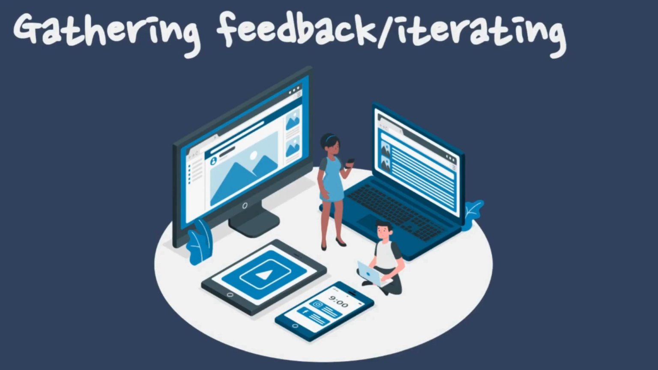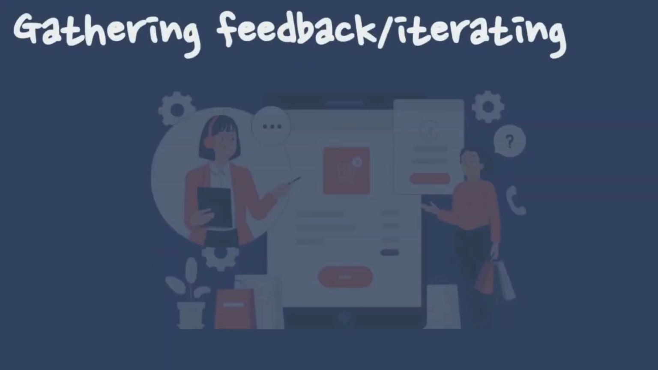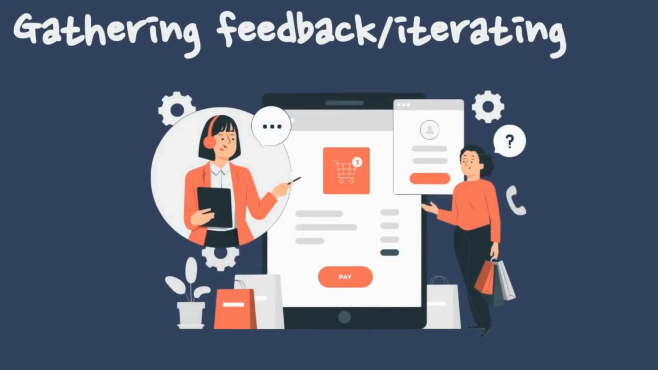Number 7, make changes and iterate. Implement relevant changes and improvements to your product based on the prioritized feedback. Enhancing existing features, fixing usability issues, or adding new functionality could be included in this process. Test the impact of the changes before making them widespread by conducting A/B tests or small-scale experiments.